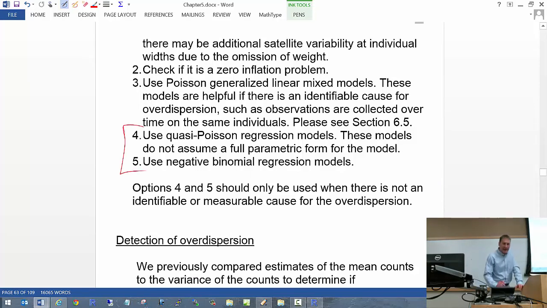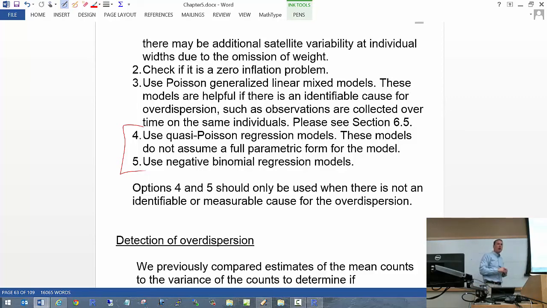Now again, if you can't do anything with 1, 2, and 3, then go to 4 and 5. And I don't want to say that 4 and 5 are bad to do. I'm just saying that you should try to do 1 through 3 if possible first, because that is going to directly address the source of this extra variability. Maybe you're missing an extra variable, for example. But if you can't get at that additional information, then you go to 4 and 5.